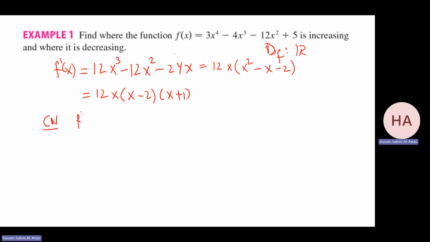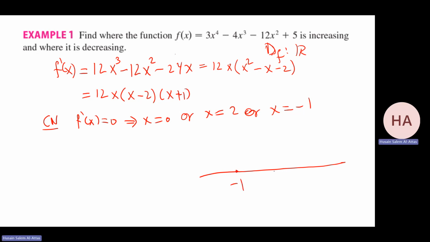Critical numbers. I will make f prime equal 0. So I have x equals 0, x equals 2, or x equals minus 1. We'll put the number line as usual. Minus 1, 0, here 2. Okay. So always try to remember f prime. F prime is 12x times x minus 2 times x plus 1. Take a value, minus 2: negative, negative, negative, so that is negative. Take a value between minus 1 and 0.